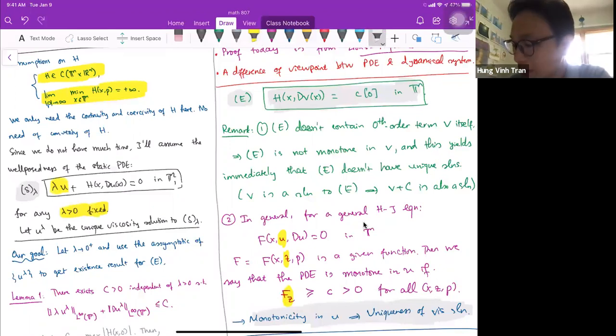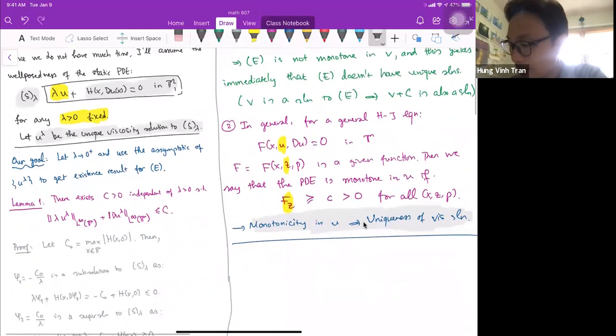The second part is natural, but I'm adding lambda u to the equation. So I'm doing an approximation process, of course. And for each lambda, my equation is monotone, so it has a unique viscosity solution. Okay, so that's sort of the gist.